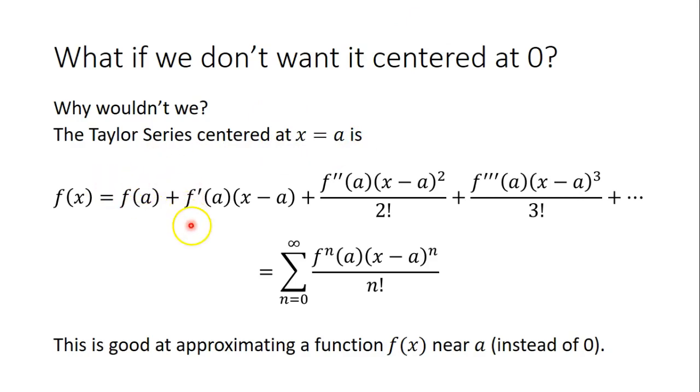We have f of a, f prime of a times x minus a, f double prime of a, x minus a squared. So the difference is, instead of f of 0 every time, we're doing f of a. And then instead of being centered at 0, remember this is like a shift, right? This is like a shift either to the right or to the left by a units, depending on if a is positive or negative. And what this does is it does a nice job of mimicking the function somewhere else.